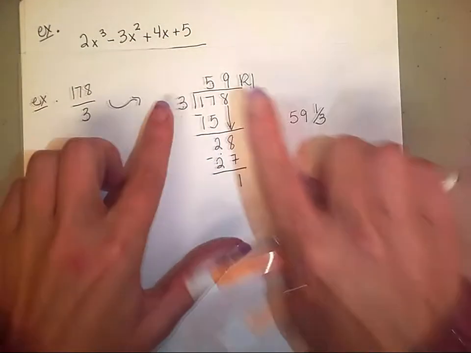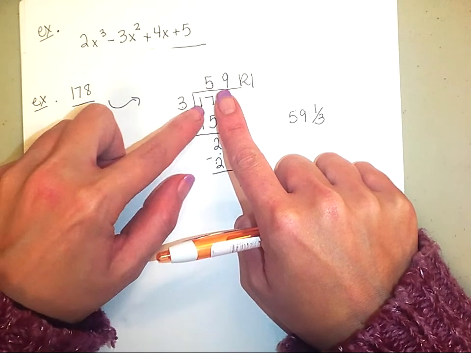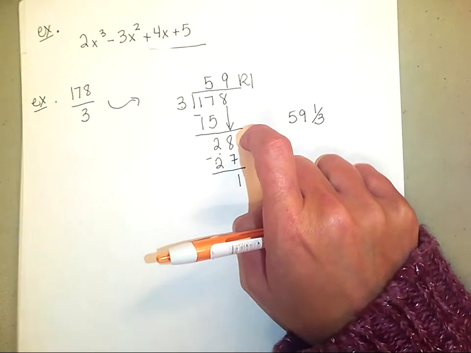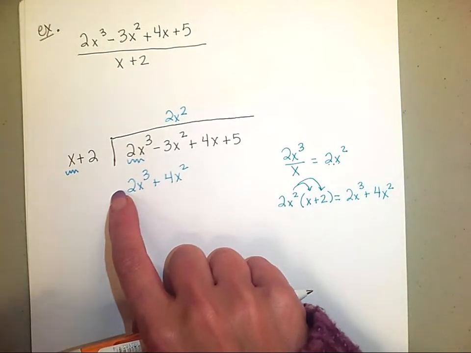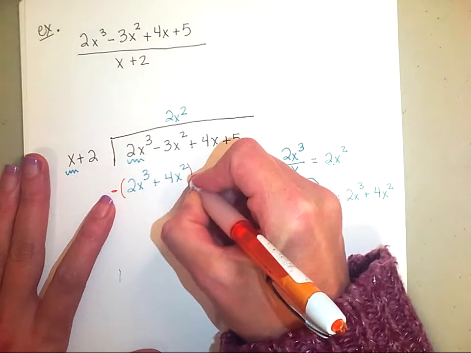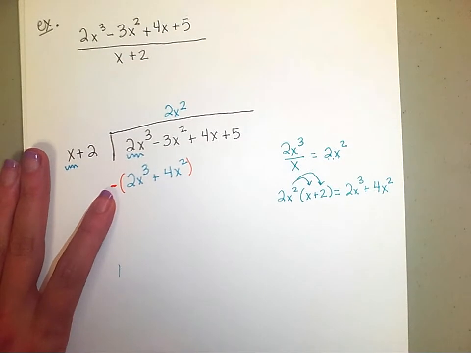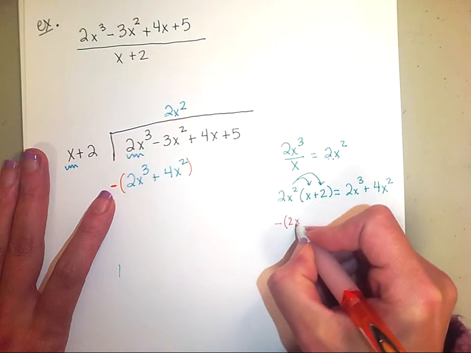And then what we did here, once we had 3 times 5, is we subtracted the 15 from the 17. Okay. So we're going to have to subtract this. But remember, when we subtract, we're going to have to subtract the entire polynomial. So what does that mean? Well, that means I have to put the negative through it.